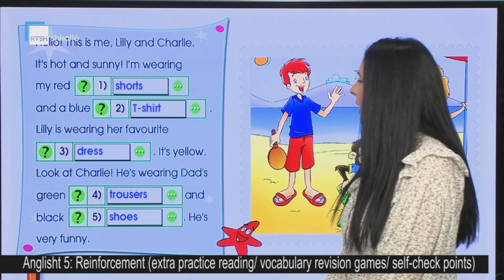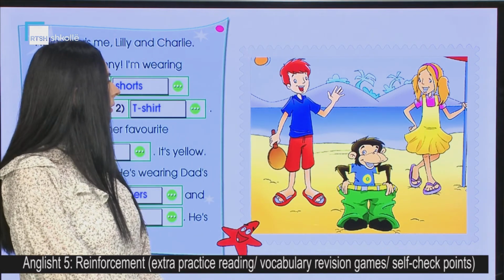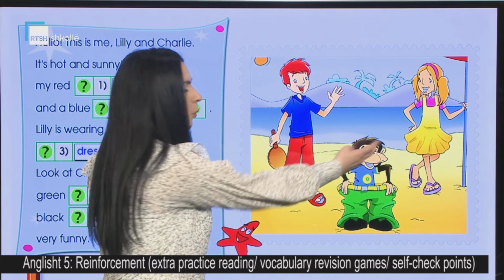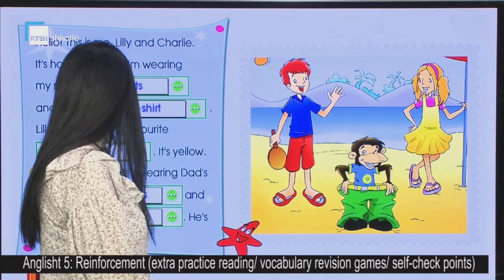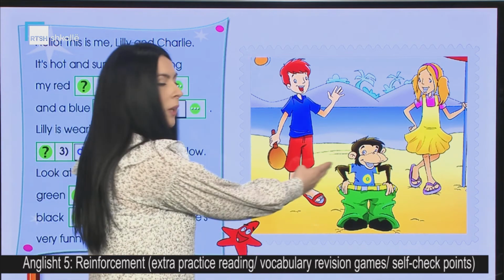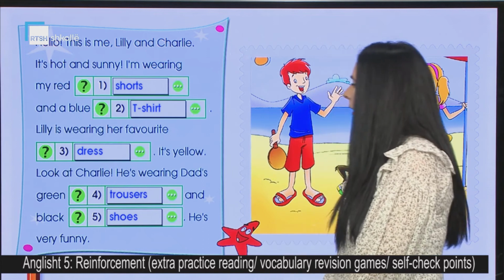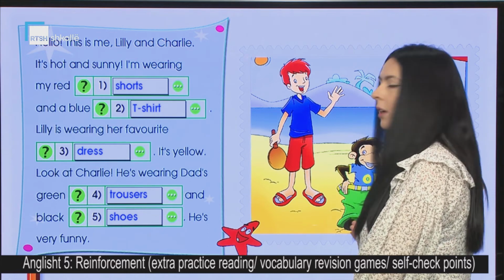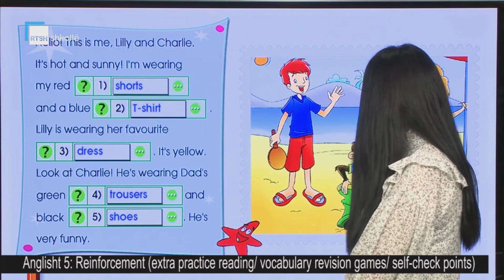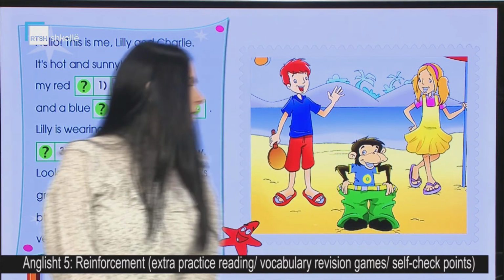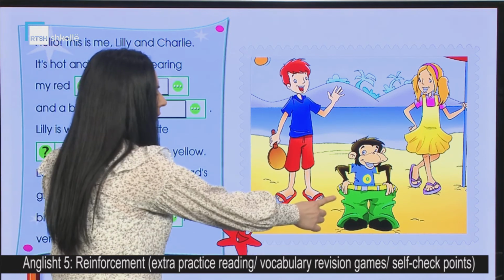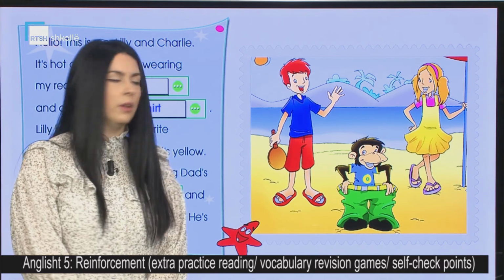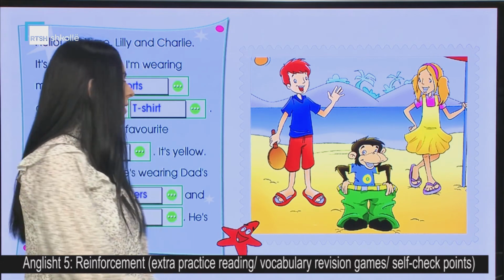Lily is wearing her favorite dress. Let's see it. So Lily is wearing her favorite dress. It's yellow. So here we have Lily with her yellow dress. Then we see Charlie. What is he wearing? Look at Charlie. He's wearing Dad's green trousers. So Charlie is wearing green trousers and black shoes as well. He's very funny. This was the exercise. Now we are going to continue with something else.